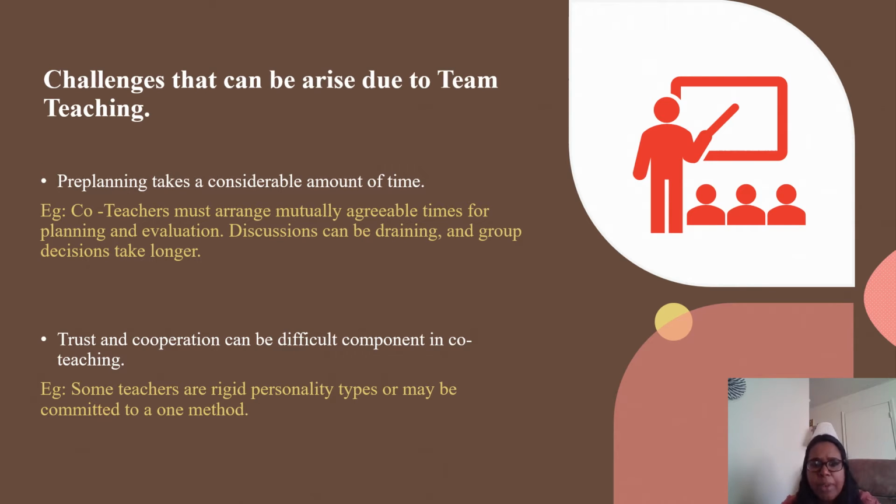Challenges that can arise due to team teaching. Number one, pre-planning takes a considerable amount of time. For example, co-teachers must arrange mutually agreeable times for planning and evaluation. Discussion can be draining and group decisions take longer. Number two, trust and cooperation can be a difficult component in co-teaching. For example, some teachers are rigid personality types or may be committed to one method.